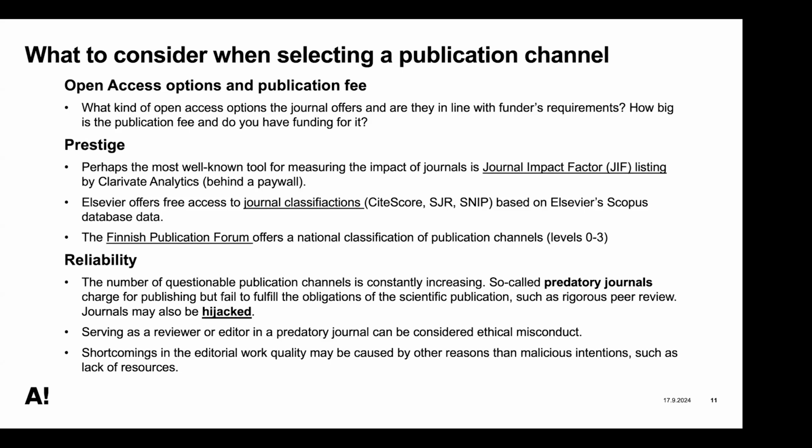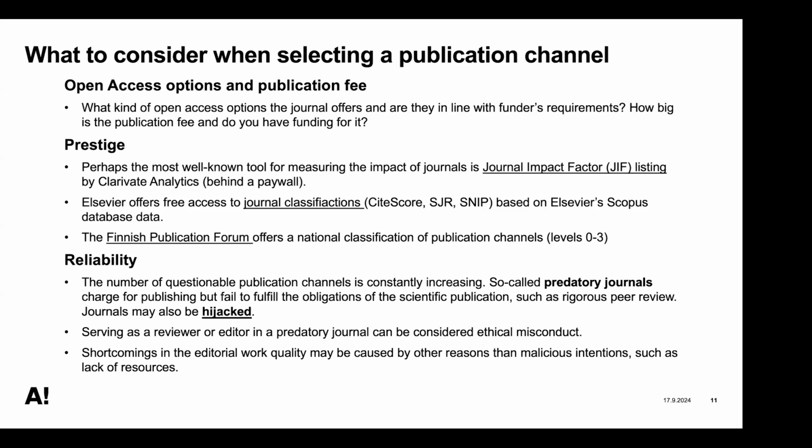There are several indicators that measure the impact of journals, such as the Journal Impact Factor by Clarivate Analytics, CiteScore, SJR, and SNIP indicators based on Elsevier Scopus database, and the Finnish Publication Forum, which is a national classification of publication channels created by the Finnish research community.